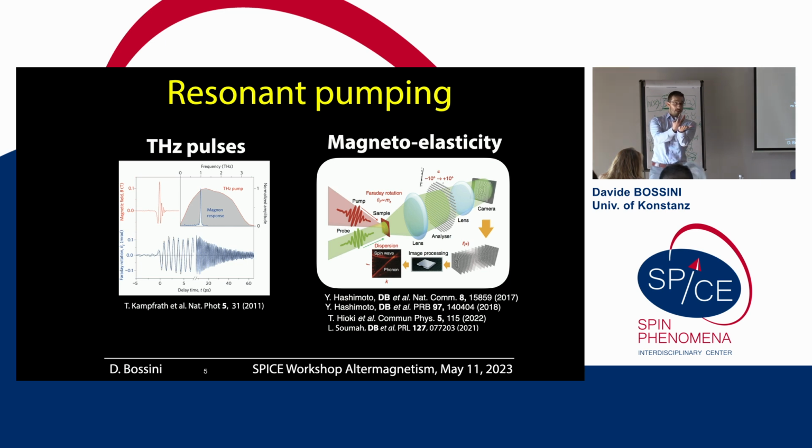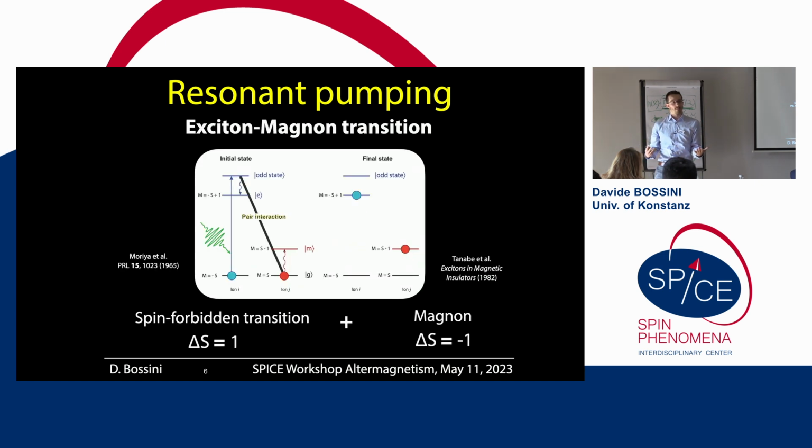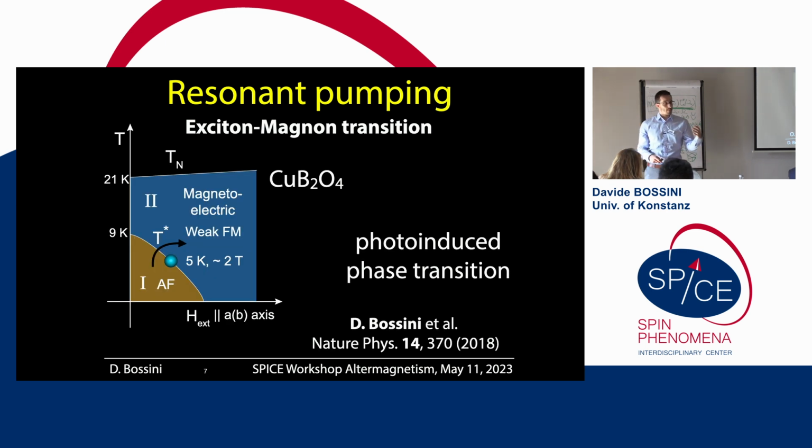Or you can use electronic transitions coupled to magnetism. I'm referring to the so-called exciton-magnon. That's an electronic transition, an exciton with spin flip, delta S equals 1, that takes place simultaneously with the generation of a magnon, so that overall the spin conservation is restored. If you pump the transition, you do resonantly excite magnons. In some cases so efficiently that you can even drive a magnetic phase transition in 600 femtoseconds.